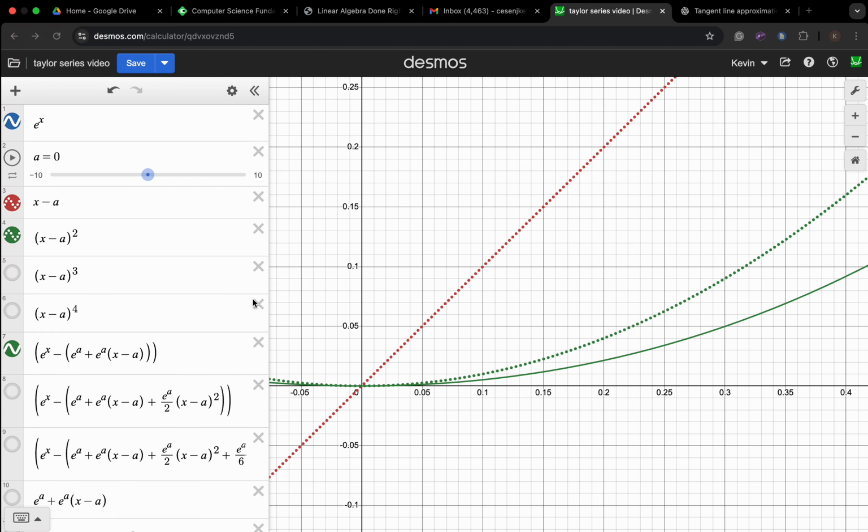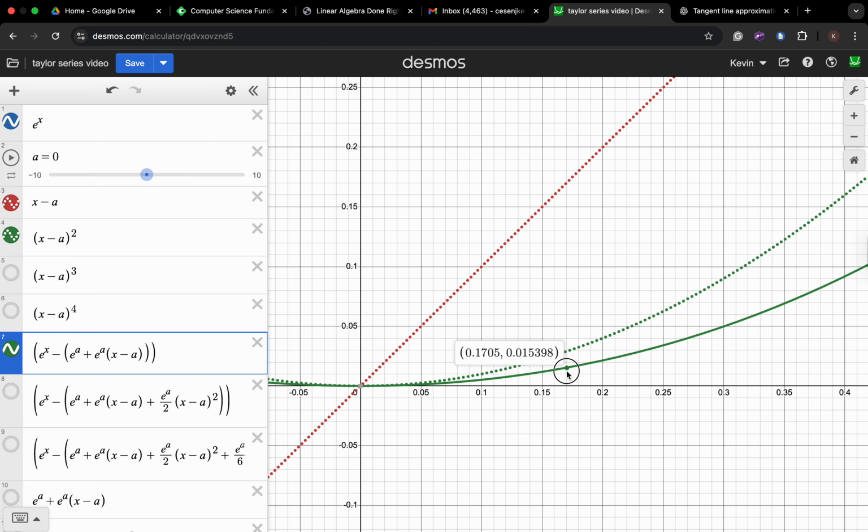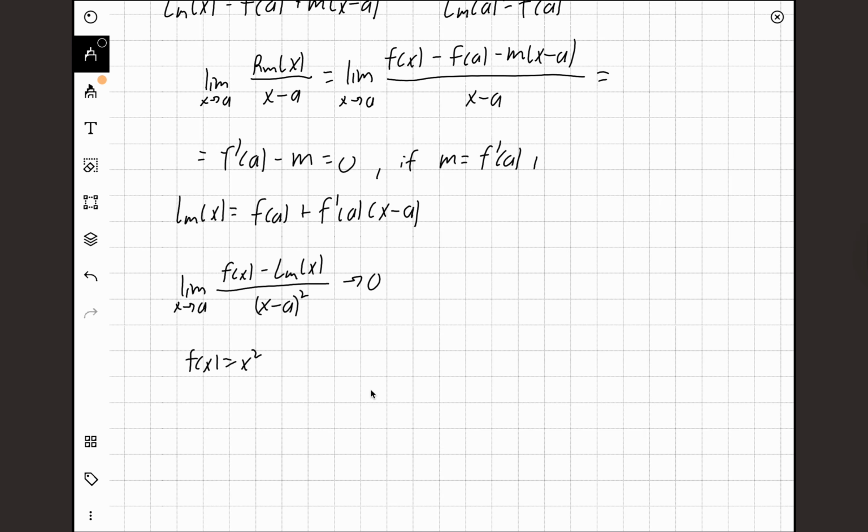And we can obviously also see this here for the case of e to the x. This approximation is not so much better than x minus a. They're basically the same thing. So how do we make it, again, infinitely better? Well, we add a second quadratic term to our function L of x.